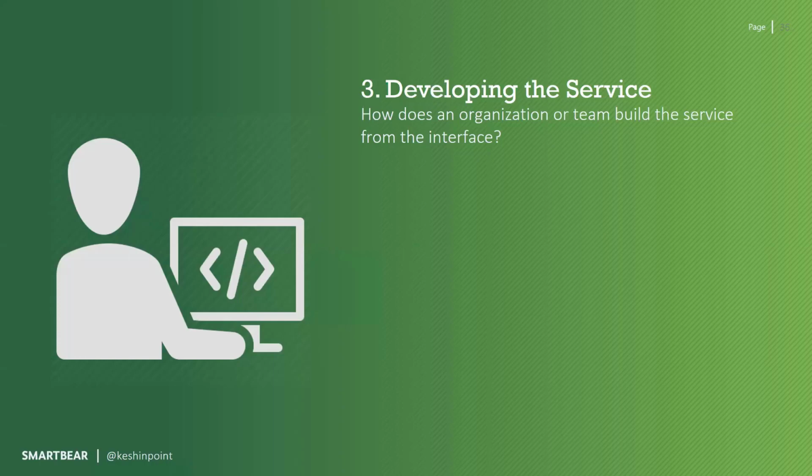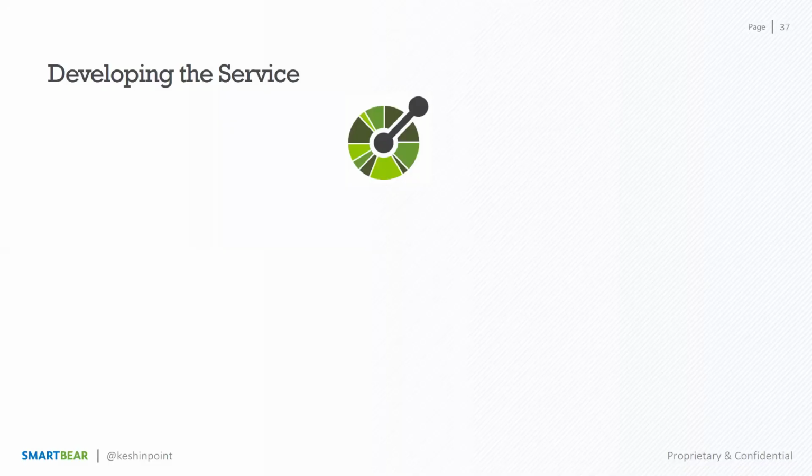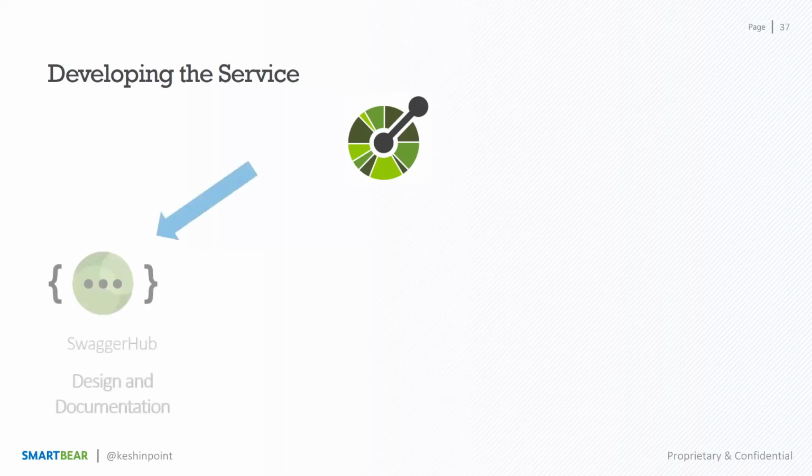But again, the whole purpose of this is to start making you think about how you should start building out your entire API first strategy, right? So if you think about developing the service, it starts with the OpenAPI specification. So the logo you're seeing on the screen is the OpenAPI specification logo. From here, you can design and document the spec, the API using SwaggerHub.